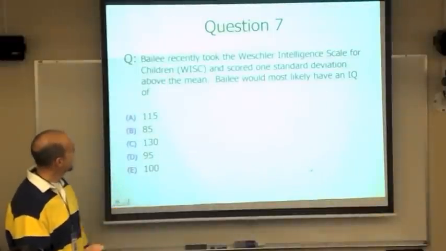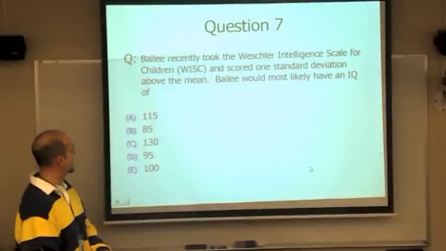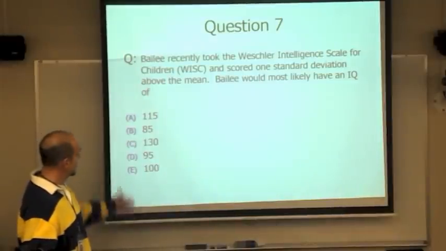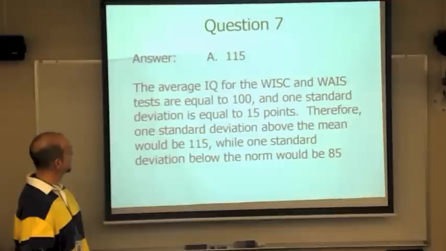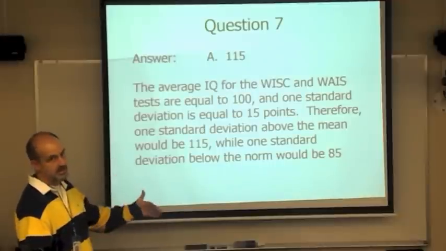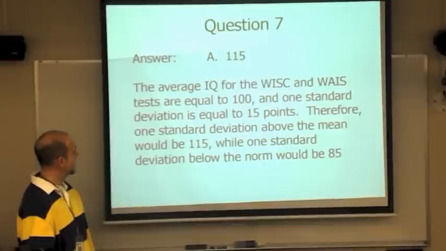Now, Bailey recently took the WISC and scored 1 standard deviation above the mean. Bailey would most likely have an IQ of, okay? Now, 1 standard deviation is 15 above the mean, so which one does it come out to? Most people would have said A, being that the average is 100. 1 standard deviation ahead is 115.